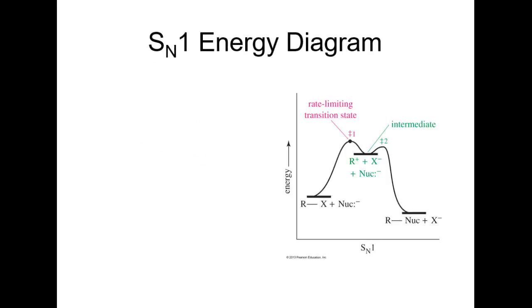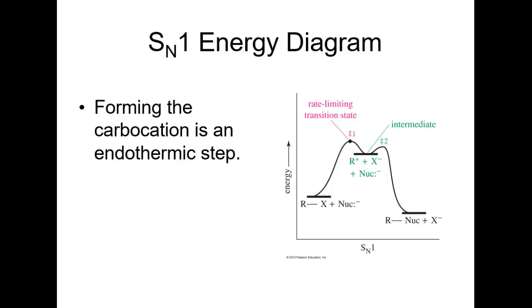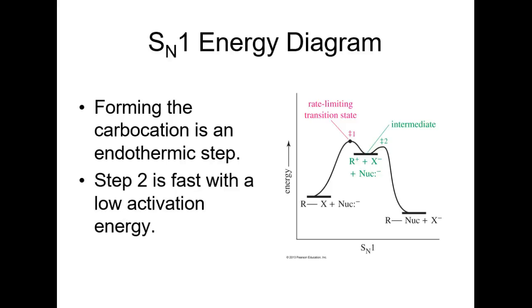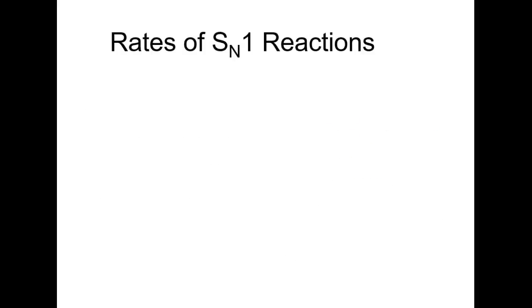Energy profile, notice we have an intermediate in this case. We do form an intermediate with the two transition states. The rate determining step is the first transition state. Okay, forming the carbocation is endothermic. Okay, but the overall reaction is exothermic. Step 2 is fast with a low activation energy.